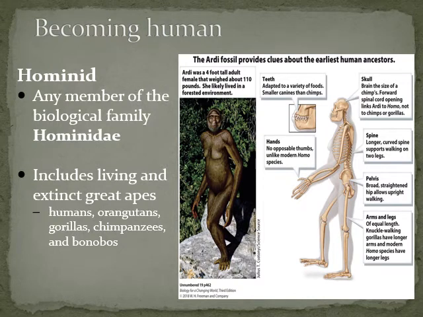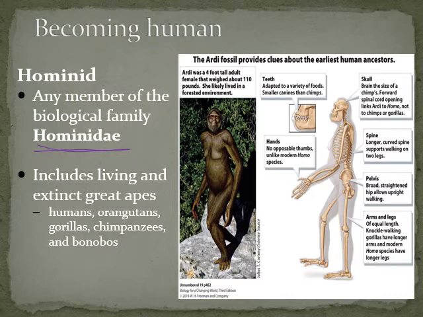So becoming human, any member of the biological family Hominidae. We go through the domain, phylum, and you get all the way down to family. We're in the family Hominidae. And again, our genus is Homo, our species is Sapiens, and our family, Hominidae, includes living and extinct great apes. So it includes us, orangutans, gorillas, chimpanzees, and bonobos. So all the great apes we are pretty closely related to.